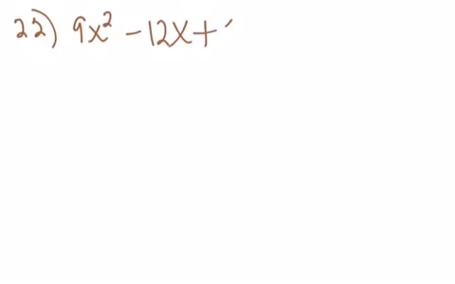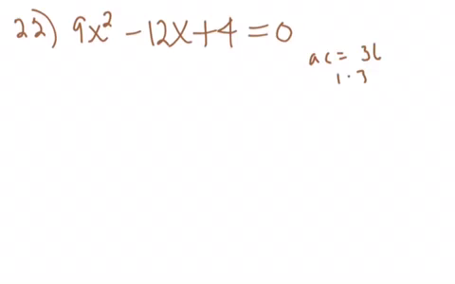Okay, look at number 22. 22 has 9x squared minus 12x plus 4 equals 0. So AC equals 36. So 1 times 36, 2 times 18, 3 times 12, 4 times 9, 6 times 6.